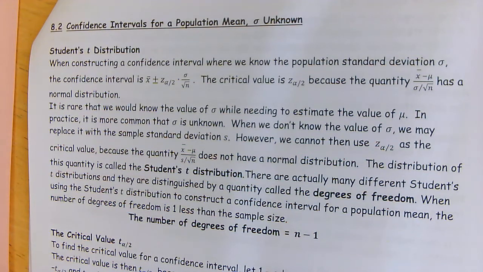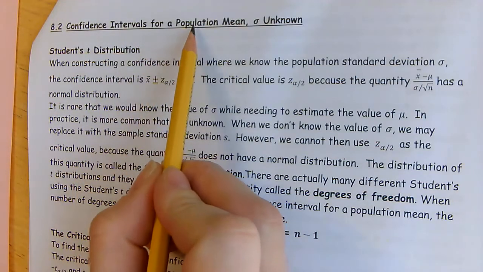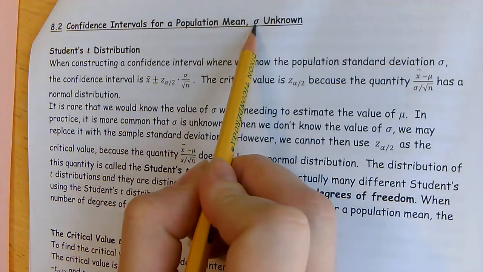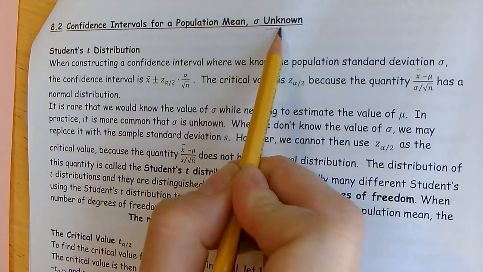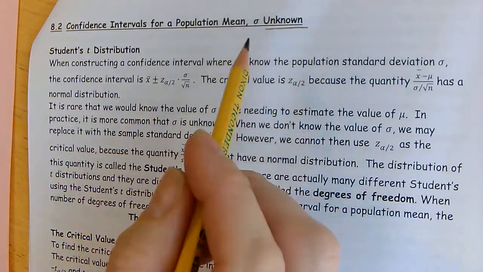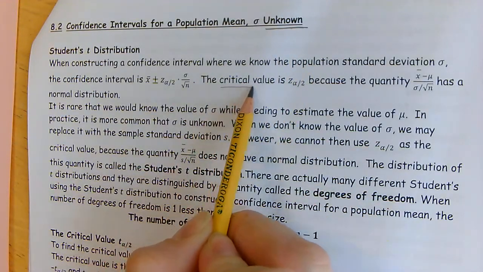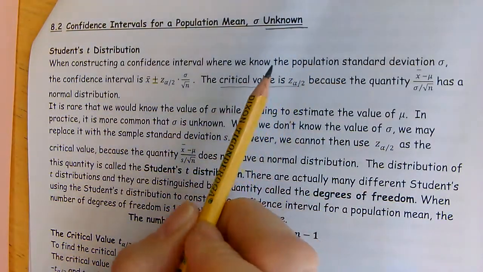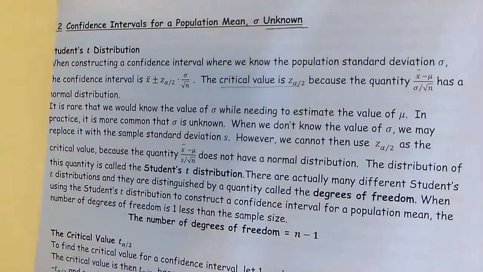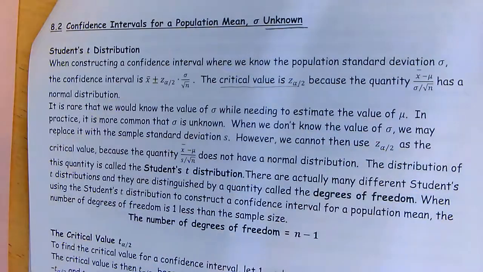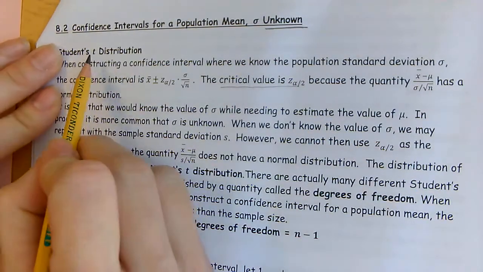All right, we're beginning 8.2. Also, confidence intervals around a population mean, which we don't have. But now we do not have the population standard deviation. It's unknown. So what changes is I can no longer use a critical z value because I don't have the population standard deviation. We're not using a normal distribution anymore. We're going to be using a t distribution.